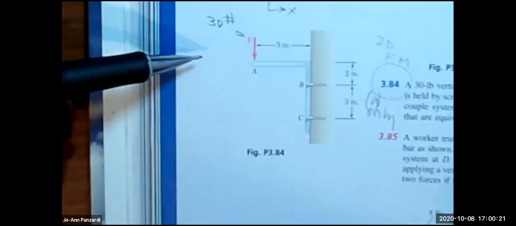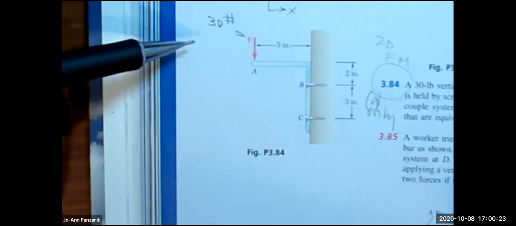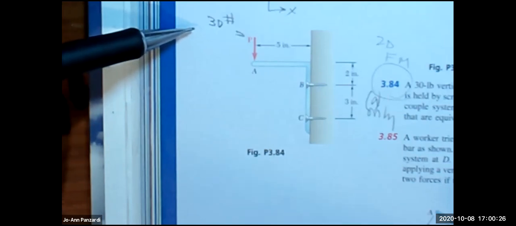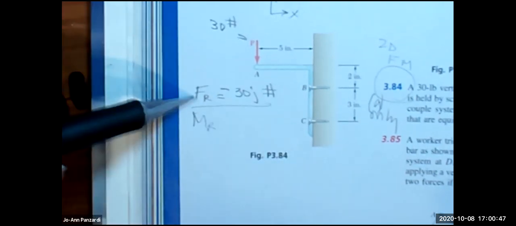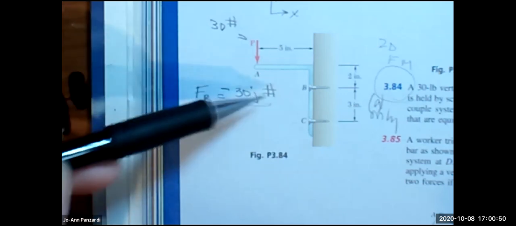Assuming you drew the axes, so that's PJ. Since we know it's 30 pounds, let's give it a value: 30 pounds J, no P anymore. So the resultant force is equal to negative 30 J pounds. Does everybody agree? My notations: I'm putting FR for resultant force and MR for resultant moment. So the resultant force is negative 30 J pounds.